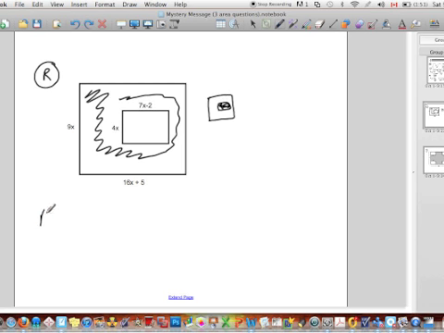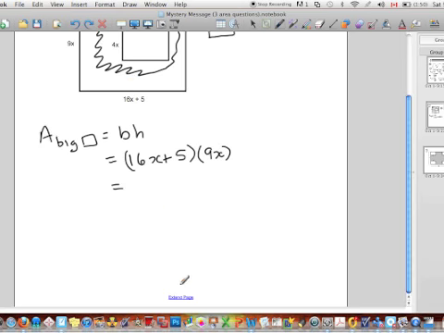In the same way as we just did, we'll find the area of the big rectangle, base times height. Always write the formula. My base is 16x plus 5. We're going to multiply this times the height, which is 9x. There's my base, there's my height. Now you might look at this and say, ooh, that order's a little funny. Well, it is. You can switch them around.